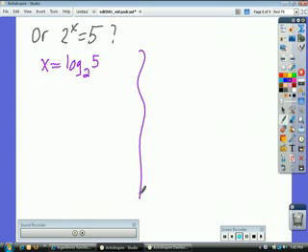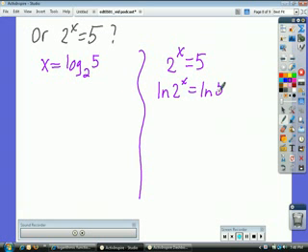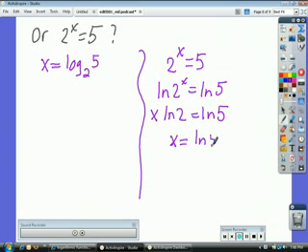Or we can take the natural log or the log of both sides. 2 to the x equals 5. We can say, okay, this is the natural log of 2 to the x equals the natural log of 5, wherein we apply the properties of logarithms. The log of some base raised to an exponent is that exponent times the log of the base. And again, this is a division. X is equal to the natural log of 5 divided by the natural log of 2.